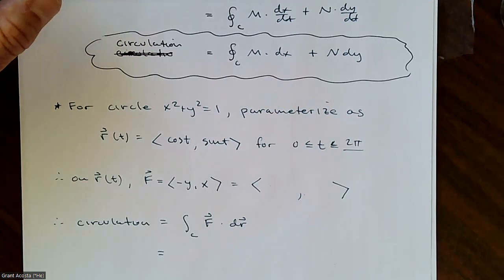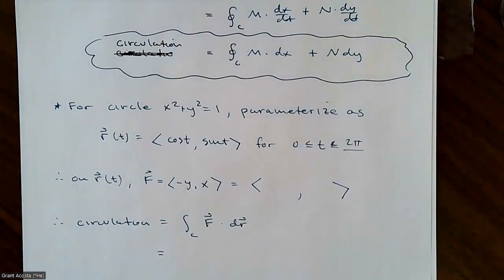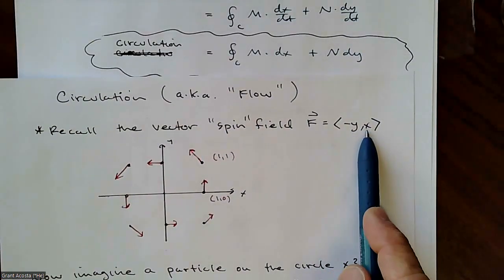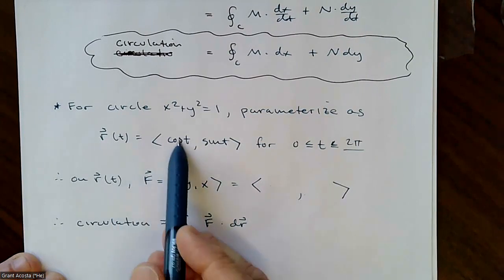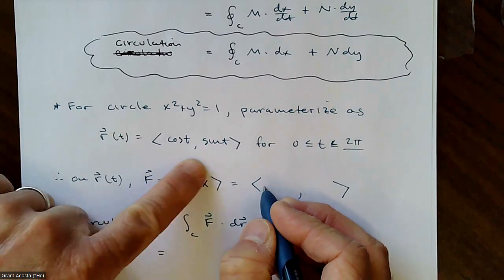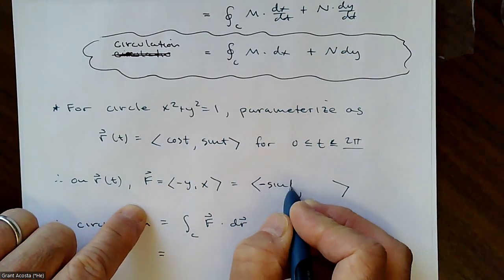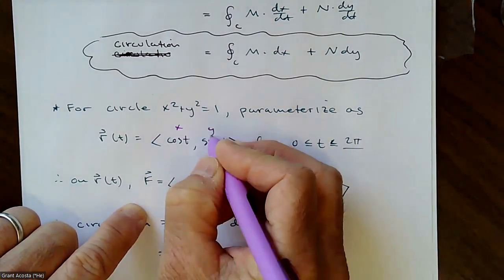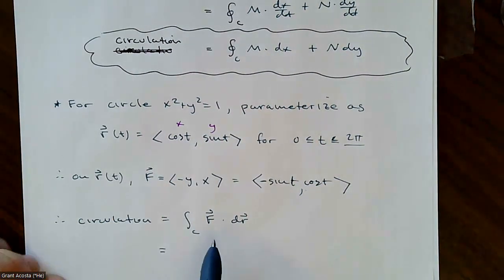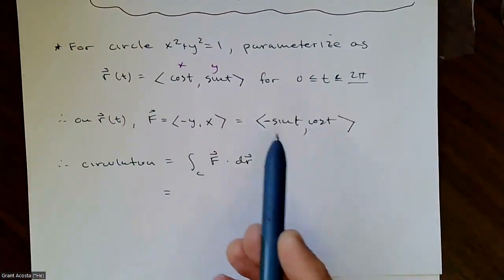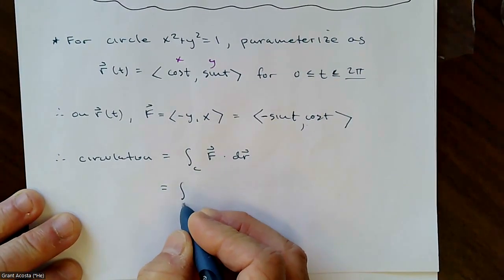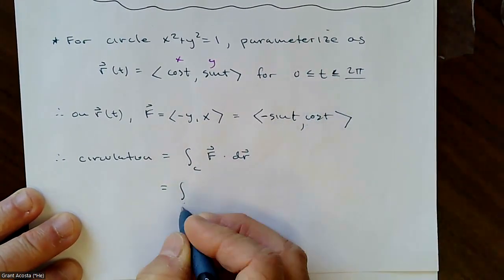Now I'm going to do this for this original field here. The field was negative y, x. So on this curve, if F is negative y comma x, then that means F is really negative sine of t, this is x, this is y, and then cosine of t. So my formula for circulation has me dotting F with dr. And it's all going to be in terms of t. So I'm going to do it one time around the circle.